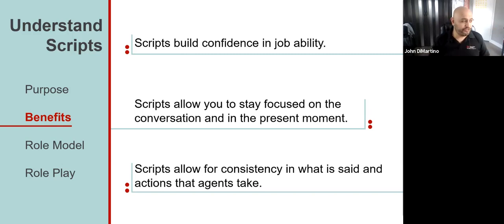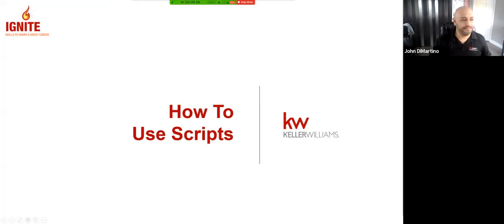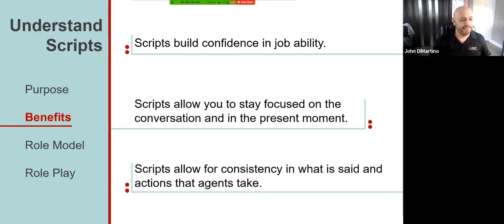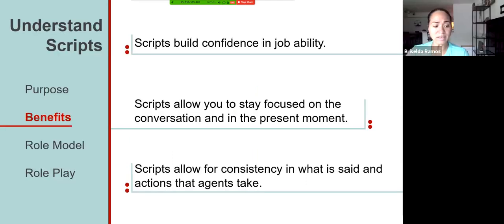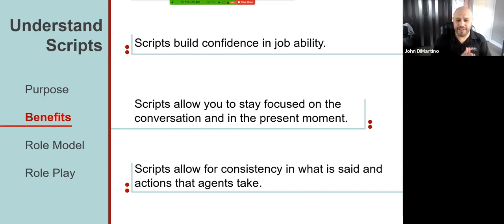But when you know your scripts and you really have them internalized, it allows you to be in the moment with that client and truly listen to what they're saying. Does that make sense? Absolutely, yes. It really allows you to stay focused in that present moment. It allows for consistency in what's being said and the actions that you as the agent are going to take.